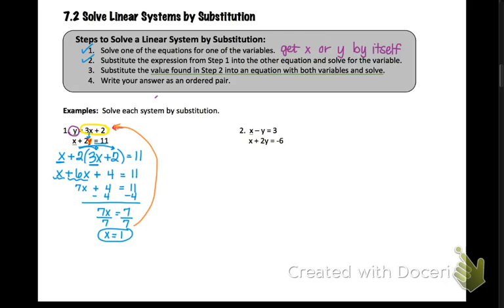It doesn't matter which one. I think personally the top one is going to be easier, so I'm going to do that one, but you can do any of them.